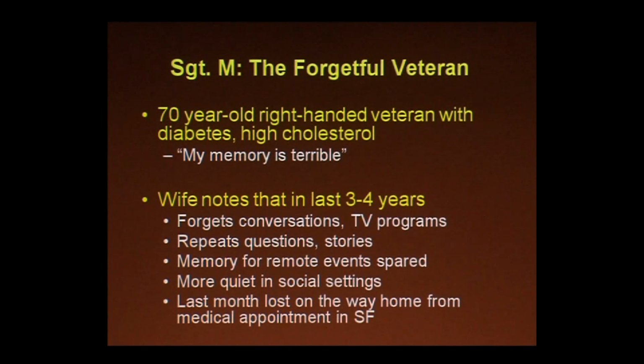In fact, if anything, he tended to reminisce more than ever about the good old days. Now, he's really a very outgoing, gregarious person, kind of the life of the party, but more recently, especially in large social groups, he tended to fade to the background. And the month before he saw me, he was driving to his home in Ukiah from a medical appointment in San Francisco, and this is a route that he had navigated many, many times before, but for some reason this time he got lost and couldn't figure out how to get back on track and ended up needing to stop at a gas station and call his wife to try to figure out how to get home.